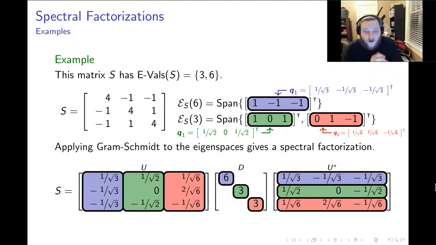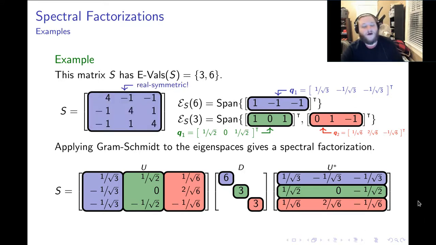We applied Gram-Schmidt to each of the eigenspaces. We used those normalized orthonormal bases to fill our columns of U and our rows of U star. And then we input the appropriate eigenvalues in the appropriate order onto the diagonal of D here. So this is our first spectral factorization. One thing to appreciate about spectral factorizations is that here we are diagonalizing S, but since U is unitary, I don't even have to work hard to invert U. So that's pretty nice.